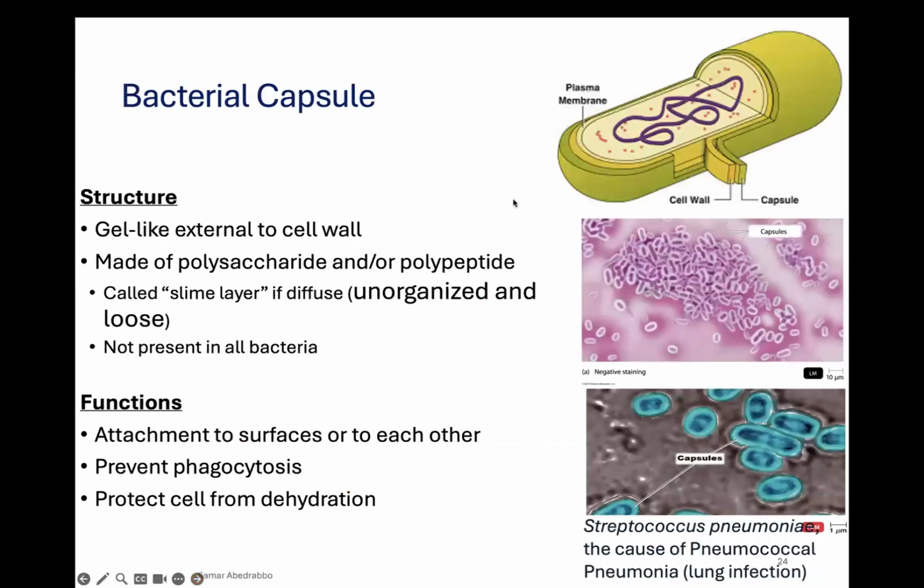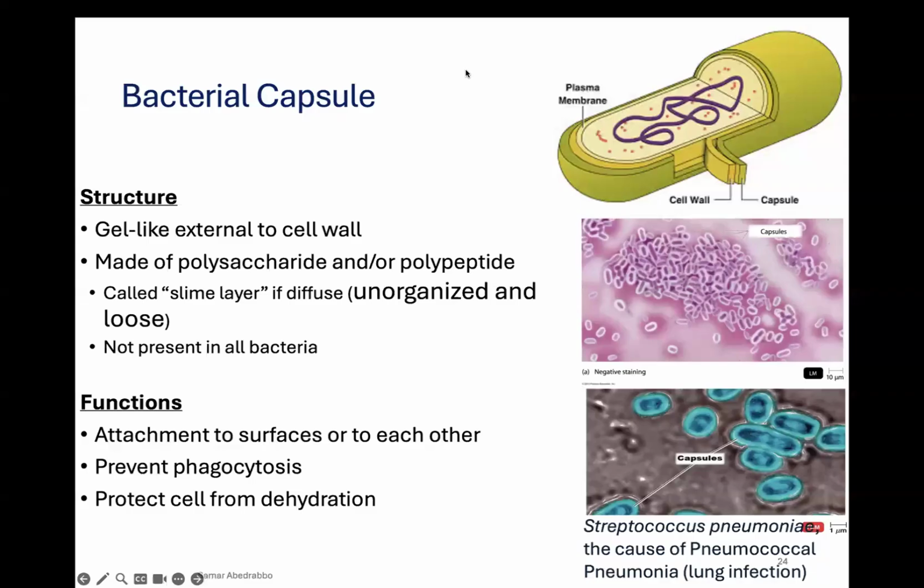Okay, another new structure we're talking about is the bacterial capsule. So some bacteria may or may not have something called a capsule. So some bacteria have it, some don't. Bacterial capsule is an additional protective layer that's found outside the cell wall. So if bacteria do have a capsule, first you'll have the plasma membrane, then you'll have the cell wall, then you'll have a capsule. And this capsule really serves an important role for bacteria and protecting them.